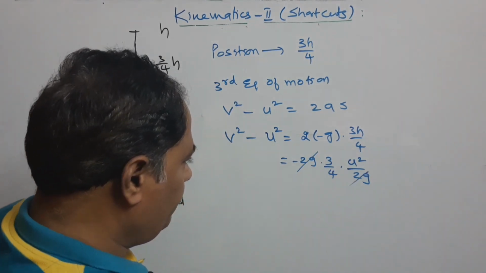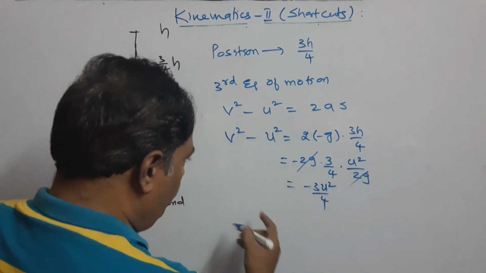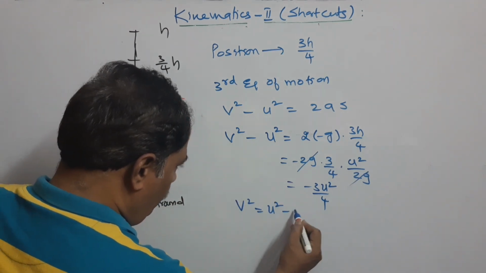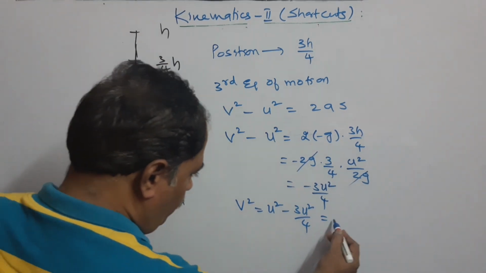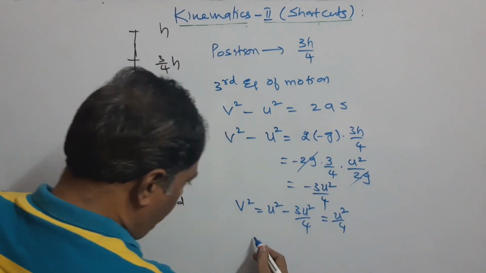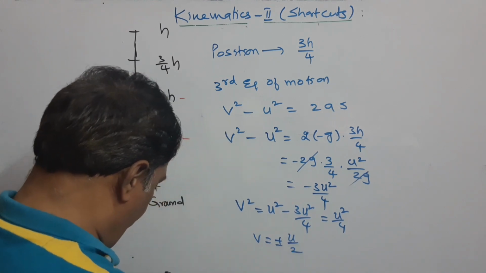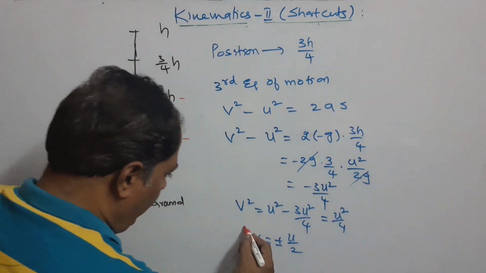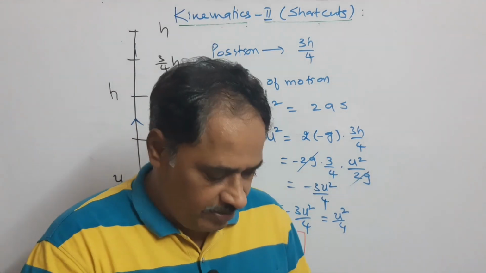2g gets cancelled. Hence, you are able to get minus 3u square by 4. Then minus u square becomes plus v square equal to u square minus 3u square by 4, which is 4u square minus 3u square by 4. V is nothing but plus or minus u by 2. So, the velocity at 3/4 of the maximum height, you can write v equal to plus or minus u by 2.